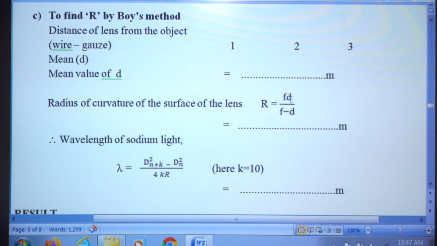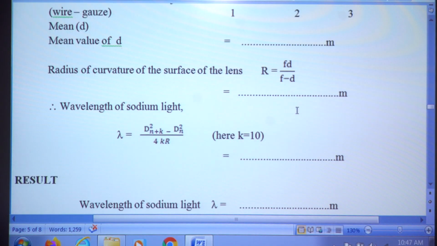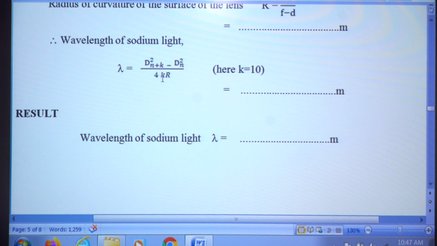Using the values of F and D, we can determine the value of R, which is FD divided by F minus D. Now using the value of R, D(n+k) square and D(n) square, and a known value of k, that is 10, we can determine the wavelength lambda, which is D(n+k) square minus D(n) square divided by 4kR. The lambda of the light used can be determined.